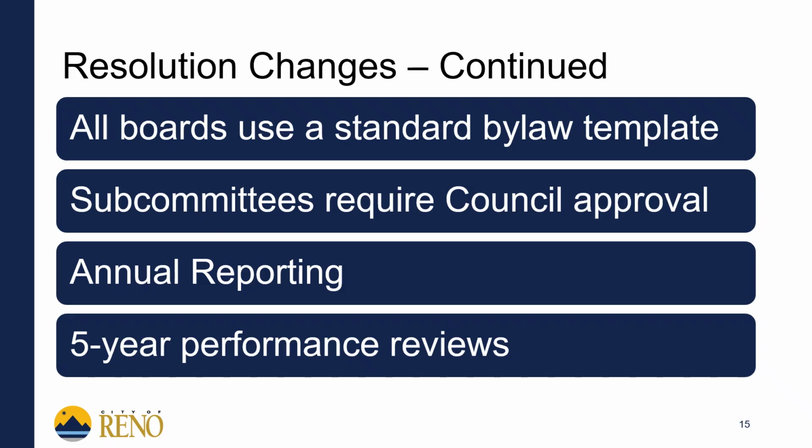There is a section at the end of the template for board-specific changes or additions. For example, a board could add or change their meeting frequency. They may choose to meet monthly, bi-monthly, quarterly, or on an as-needed basis. They can add additional content to be included in the annual report as prepared by the board secretary. They can add additional board-specific clauses in conformance with the scope and authority established by the resolution.